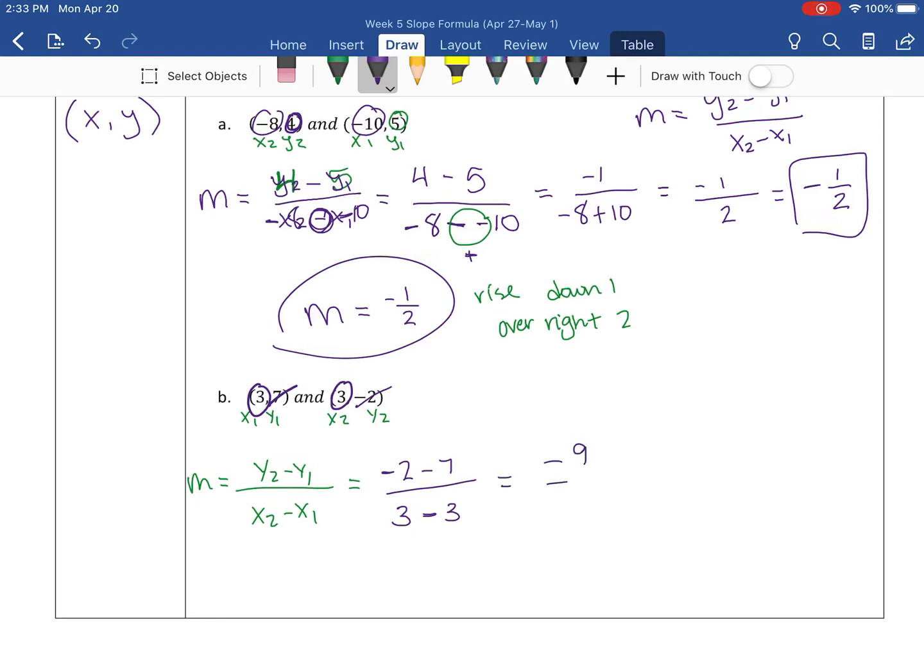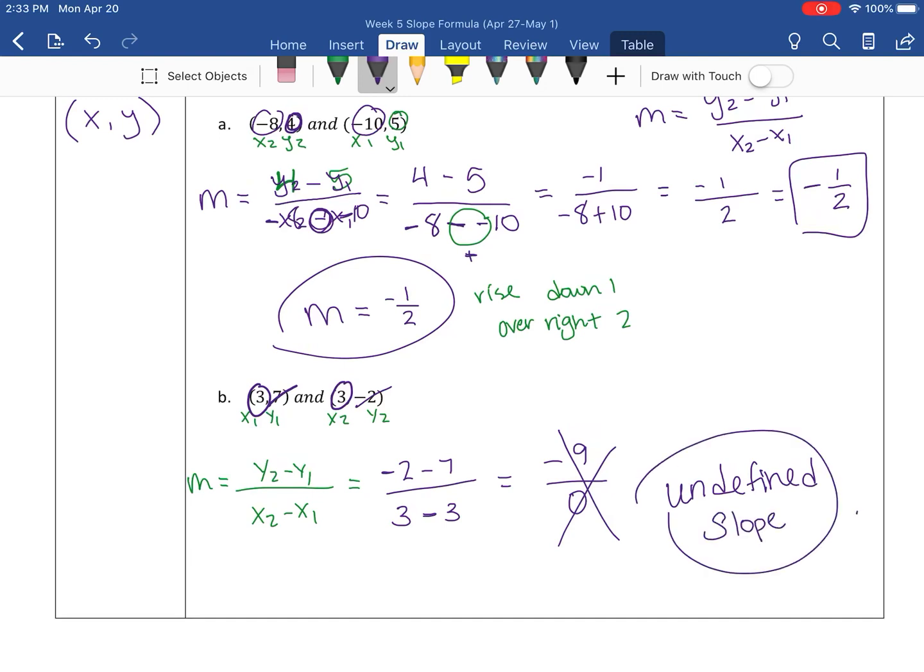-2 minus -7 is -9. 3 minus 3 is 0. So in your calculator, if you type -9 divided by 0, what does it say? If you typed it in, hopefully it said error, because we can't actually divide by 0, which means this isn't actually possible. So this is going to be our undefined slope. Undefined slope. And if you think back, remember that means it's just a vertical line. So that's what happens anytime you divide by 0.